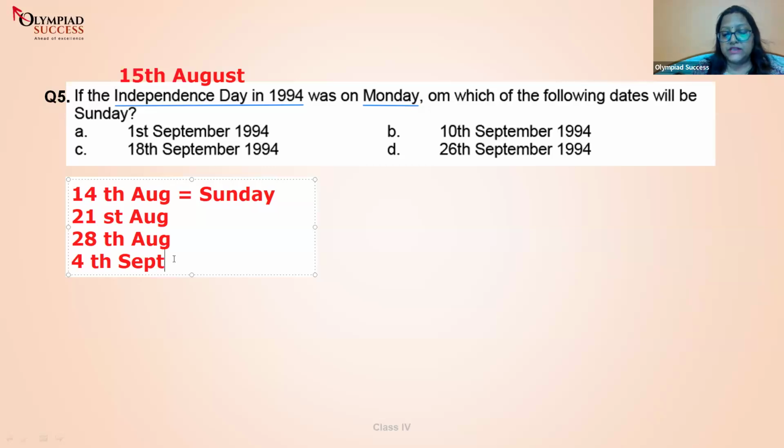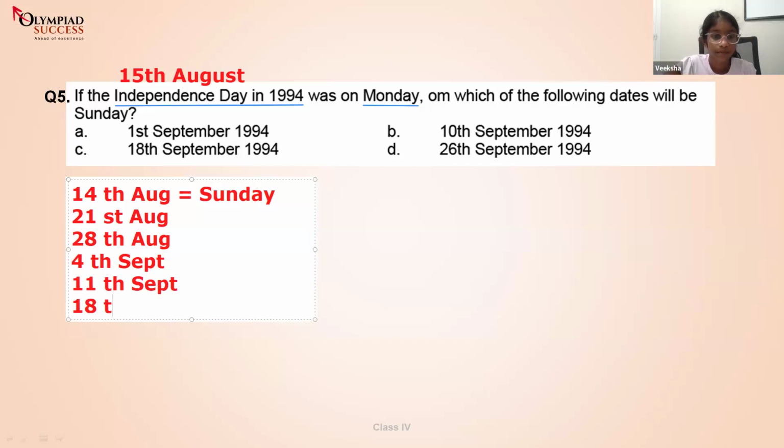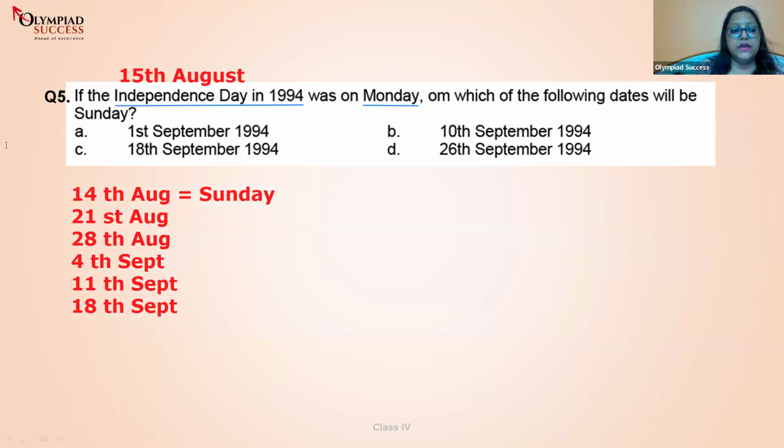Again, when will be your next Sunday? Because we don't have any of these options, you have to just check it with the next one. If you add 7 to it, 11. So 11 September. Next Sunday would be on the 18th. Do we have any such option? Yes. 18th September we have. So this will be 18th September 1994.